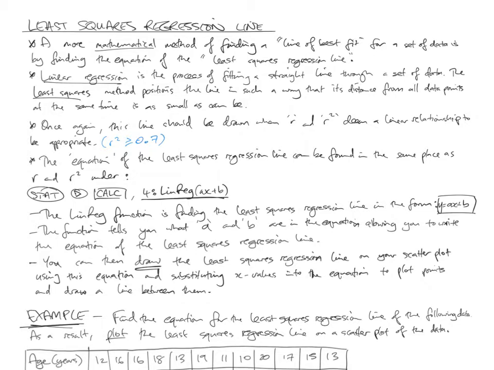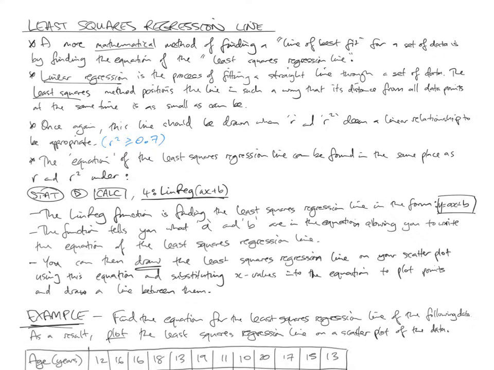So once again, you would only draw this least squares regression line when r and r squared deem a linear relationship to be appropriate. So that's generally when r squared is greater than or equal to 0.7. And the equation of this least squares regression line, you can find in the same place as r and r squared, by pressing the stat button, pressing right, going to the calculation tab, and then selecting LinReg ax plus b.